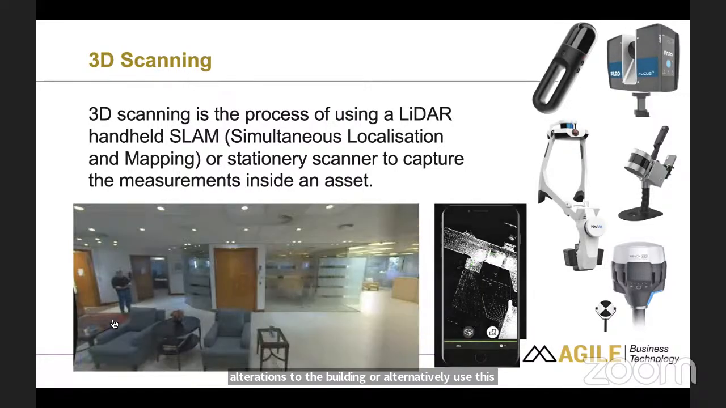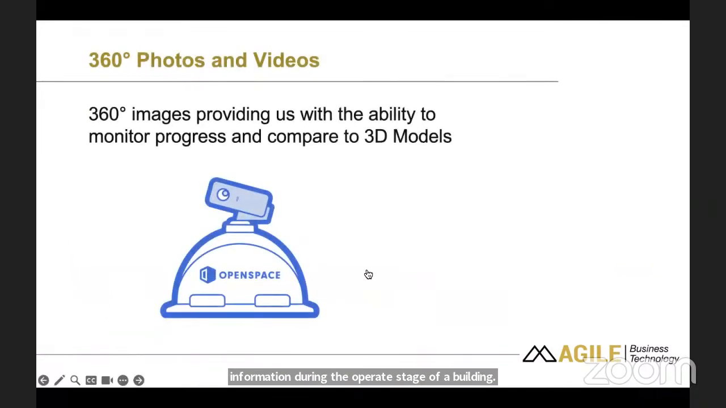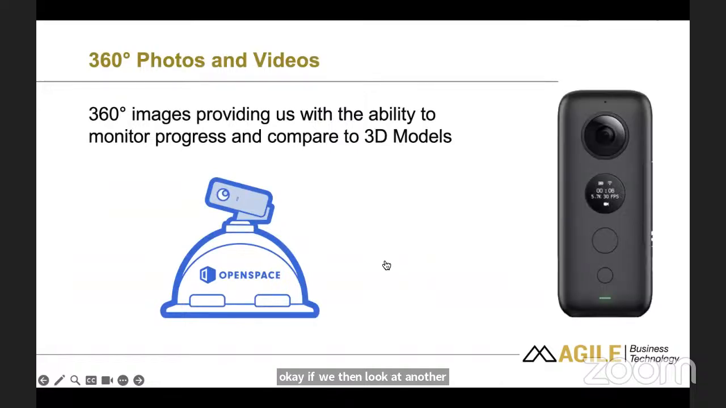If we then look at another category, what we see here is 360 photos and videos. You might have come across a product called OpenSpace.